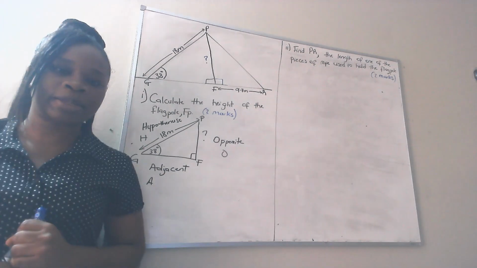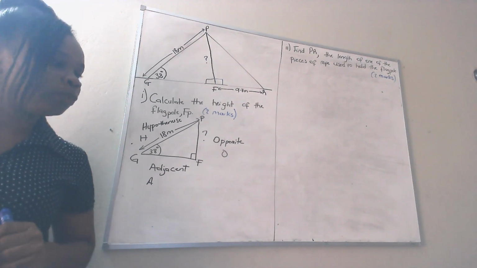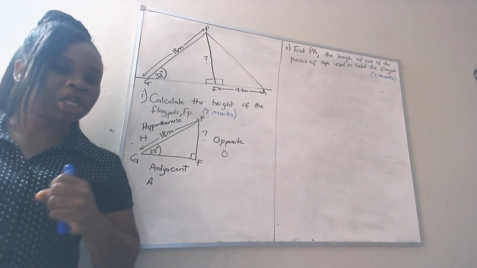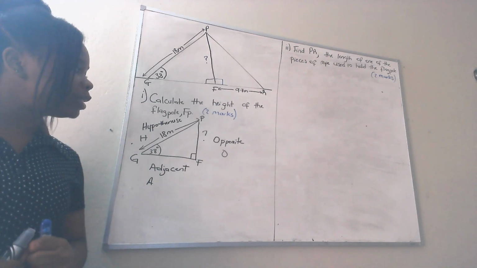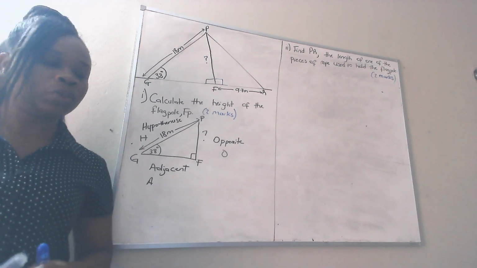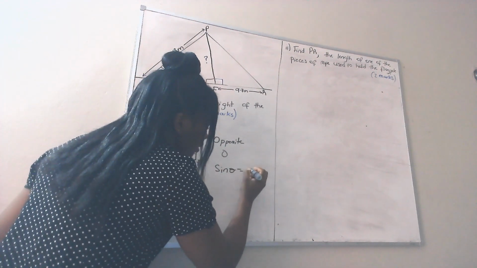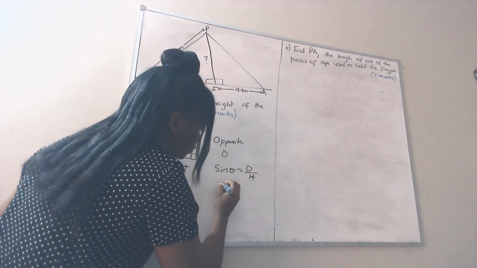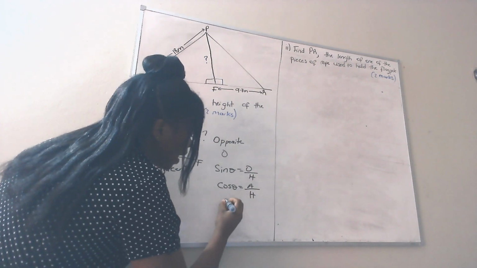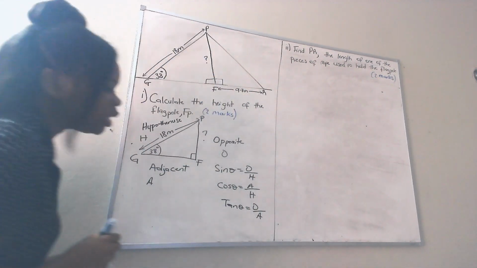The next step is to find out what I have. You have three trig ratios, and based on the information given, you will determine which of the trig ratios is appropriate to use. So these are the trig ratios. The first is sine theta is equal to opposite over hypotenuse. Cos theta is equal to adjacent over hypotenuse. And tan theta is equal to opposite over adjacent.